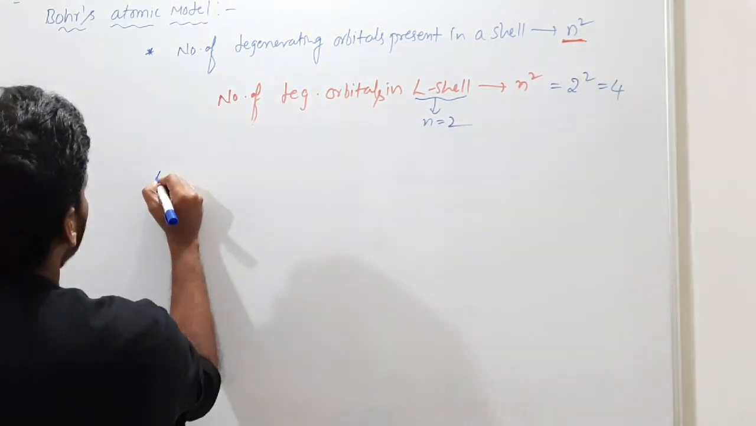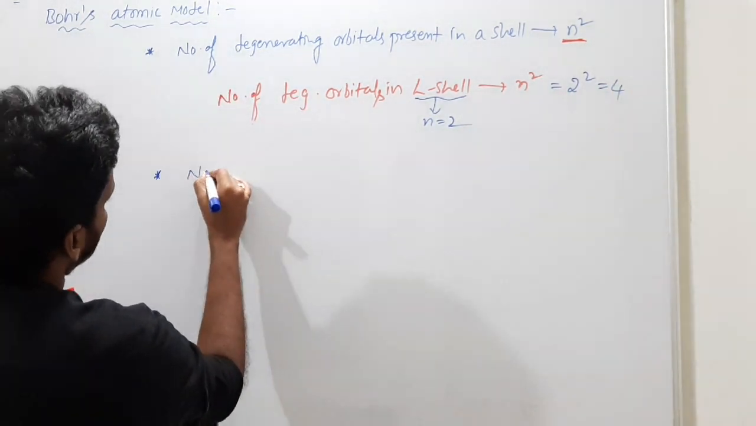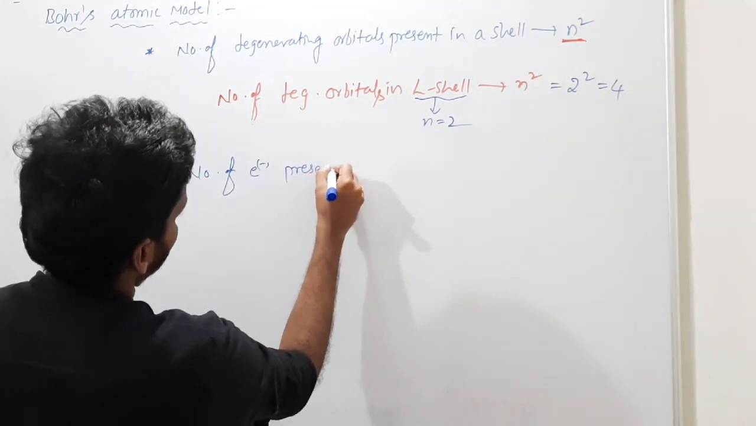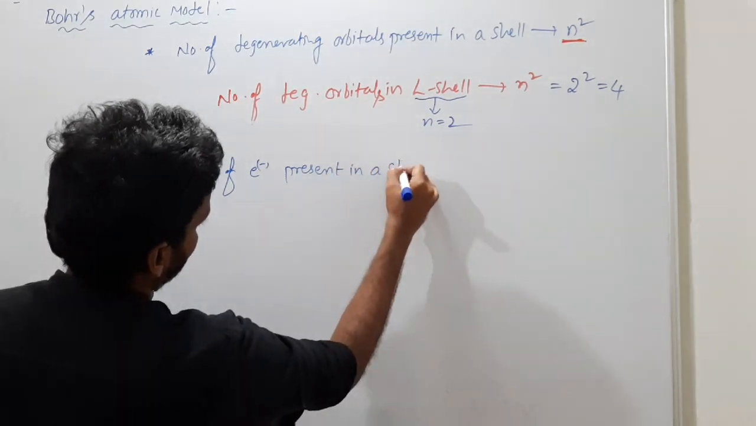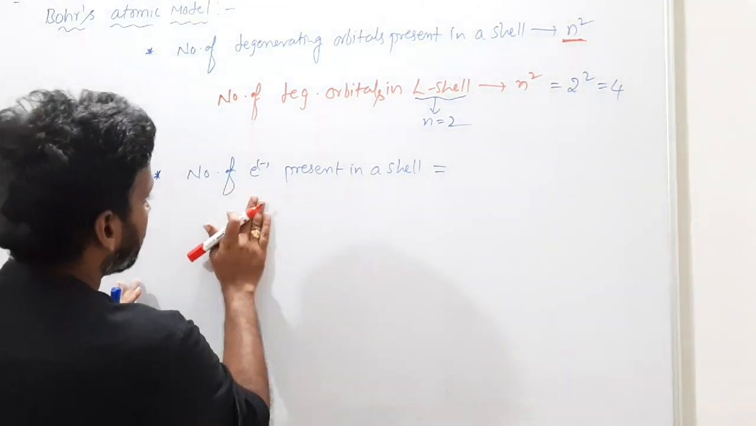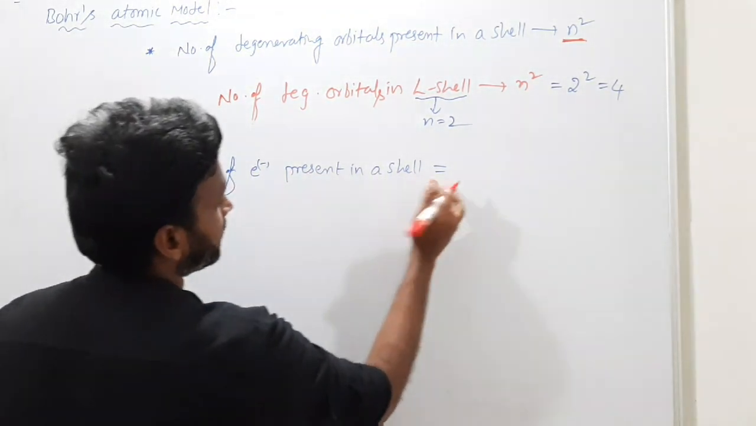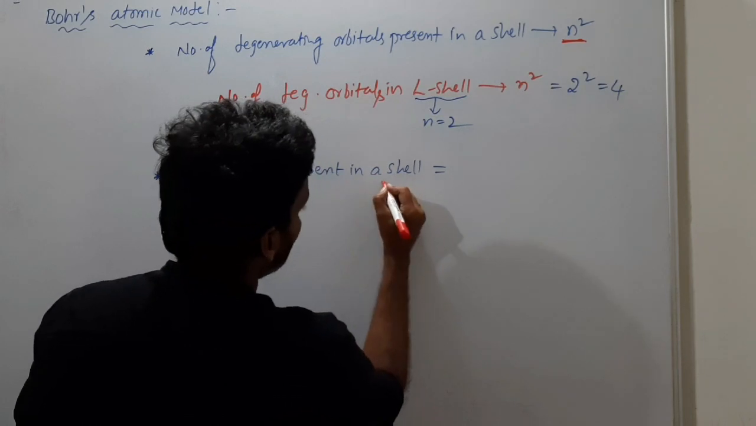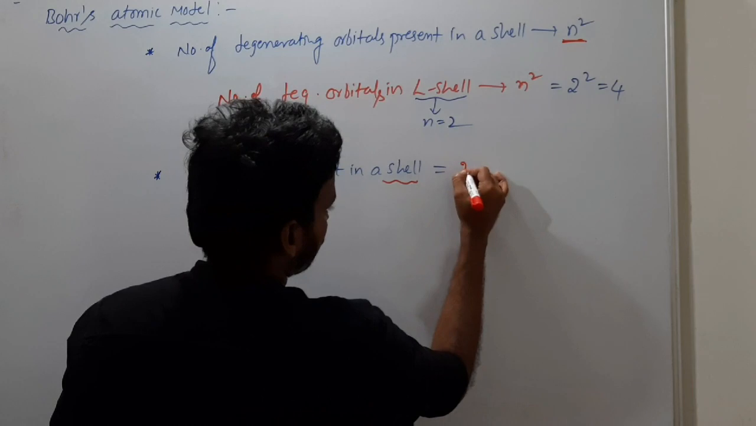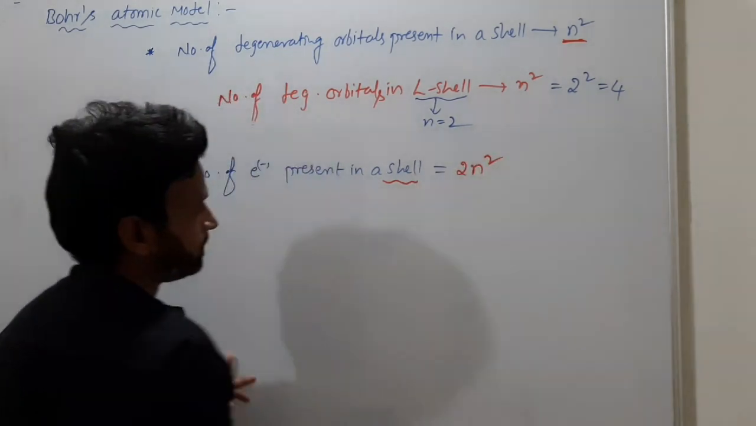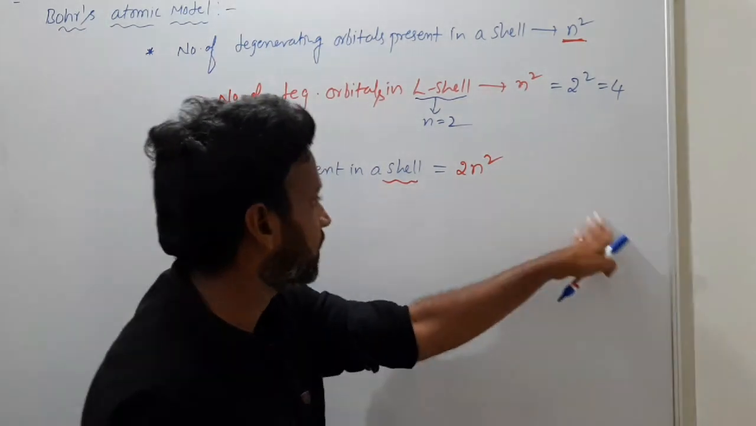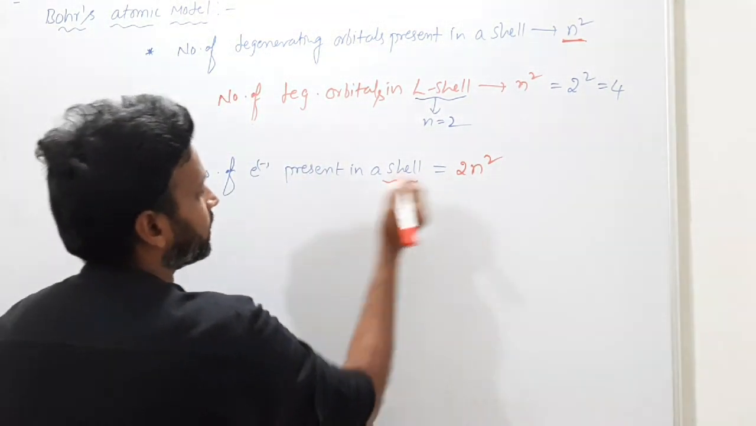In the same manner, you have one more: the number of electrons present in a shell. In a shell, how many electrons do you have? The number of electrons present in a shell, not a shell, in a shell. The formula is 2n square. What is the formula? 2n square.